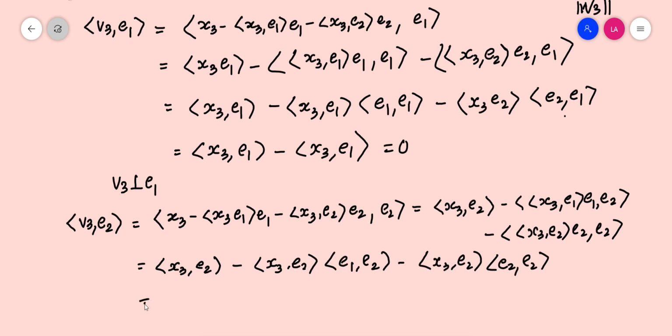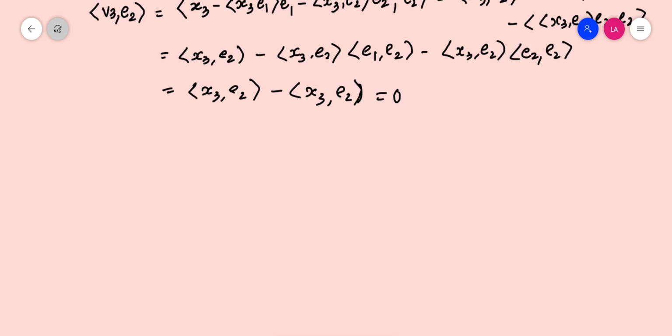Now the inner product E1 E2 is equal to 0, so this part goes to 0. Now inner product E2 E2 is actually 1, so this is inner product x3 E2 minus inner product x3 E2, which is actually 0. So V3 is actually orthogonal to E2 as well.